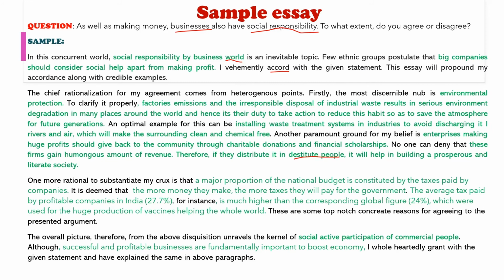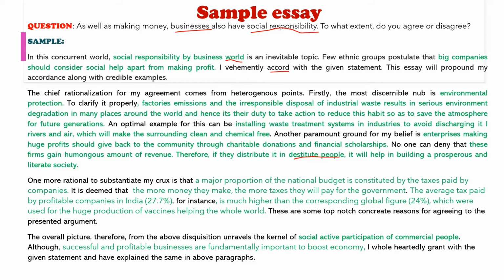So I have explained 2 points. One is that it is their responsibility to save the environment, and also because they earn too much money, they can share it with poor people, thus helping them to become literate and have a very good prosperous life.